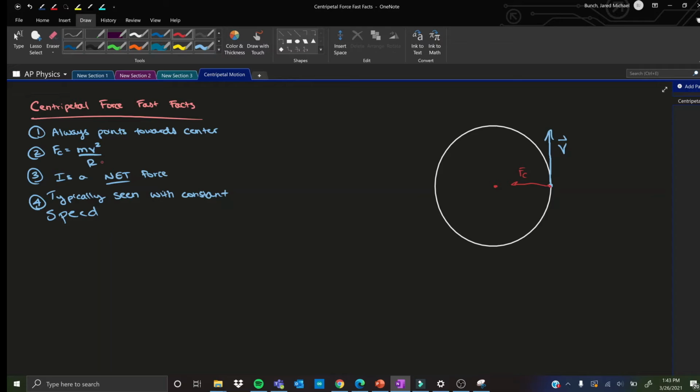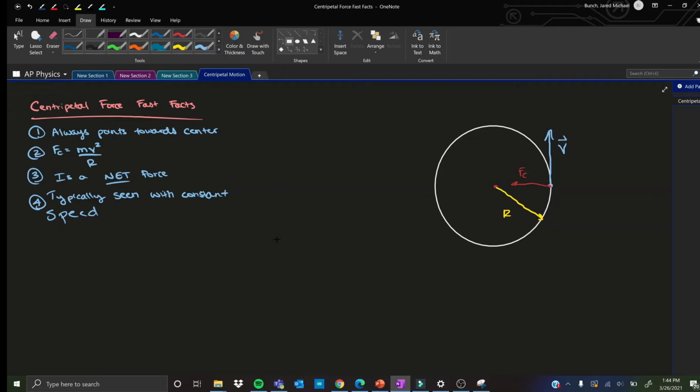So the second point here is probably the most practical one that you'll use in a lot of your problems. It's that the centripetal force is equal to the mass of the object that's going around the circle times its velocity squared divided by the radius of motion. And I'll just draw that radius here. So that would be like this, and this would be r. So divided by the radius of motion. The third point, this is the one that was hardest for me when I was studying centripetal force, is that the centripetal force is a net force.